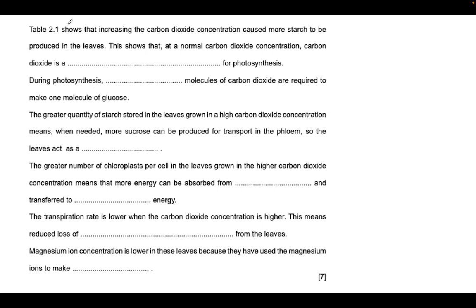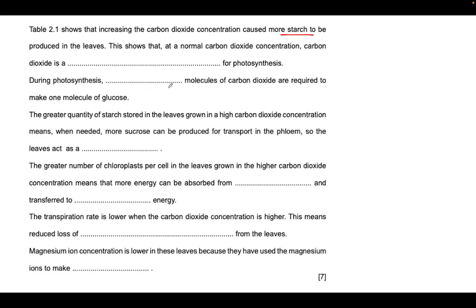Now, it shows the increase of carbon dioxide caused more starch. More starch tells that the rate of photosynthesis is high, produced in the leaf. This shows that at a normal carbon dioxide concentration, carbon dioxide is a limiting factor for photosynthesis. At a normal carbon dioxide concentration, carbon dioxide is a limiting factor because you saw that less rate of photosynthesis happen, yeah? During photosynthesis, molecules of carbon dioxide are required to make one molecule of glucose.